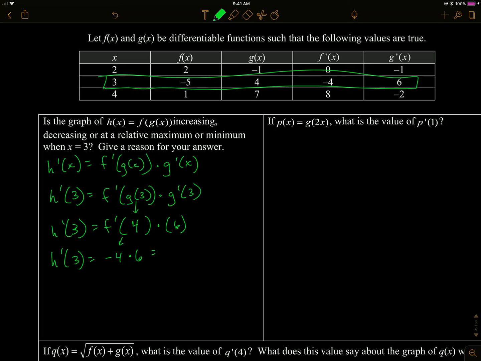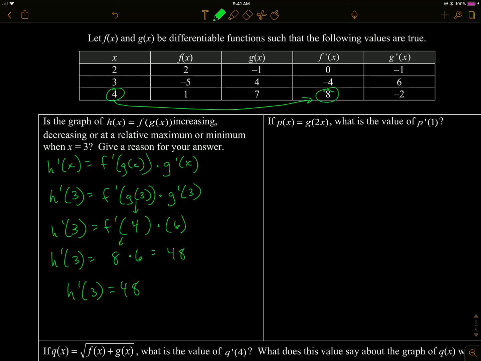G of 3 is 4, so I have that correct. And then f prime of 4. So now I'm not in this table anymore. F prime of 4 is not negative 4. F prime of 4 is 8, because now I'm on this row, f prime of 4. So I shouldn't highlight that row. So you've got to pay attention to your x's there. So f prime of 4 is 8, and then I get 48. So my derivative, h prime of 3, is equal to 48.